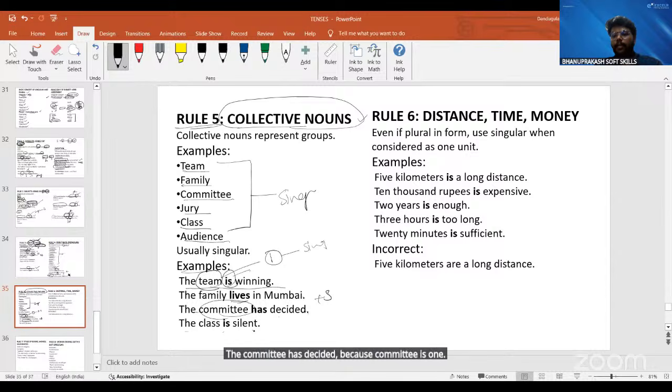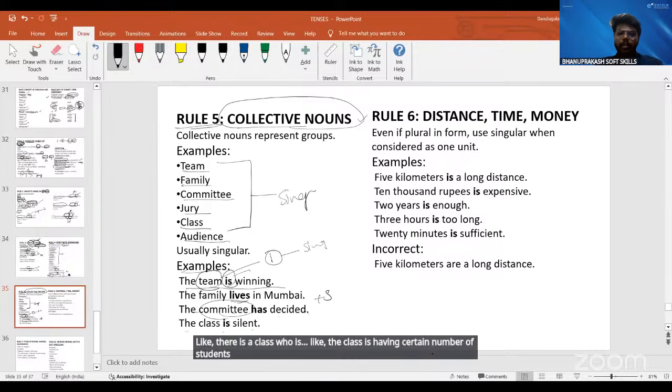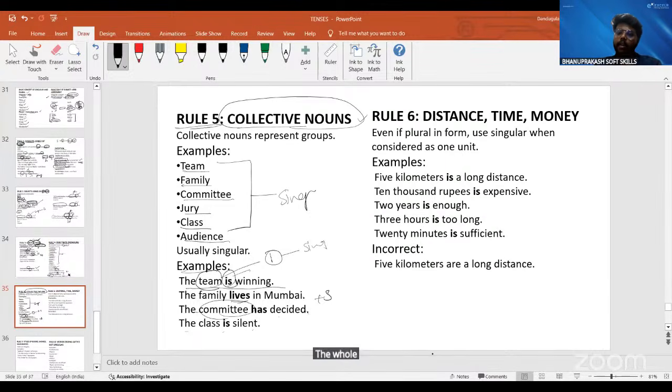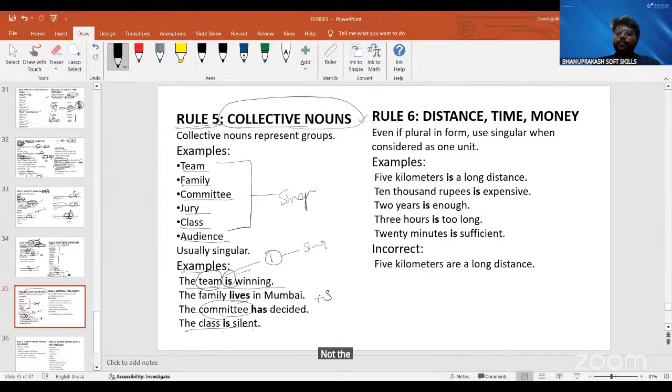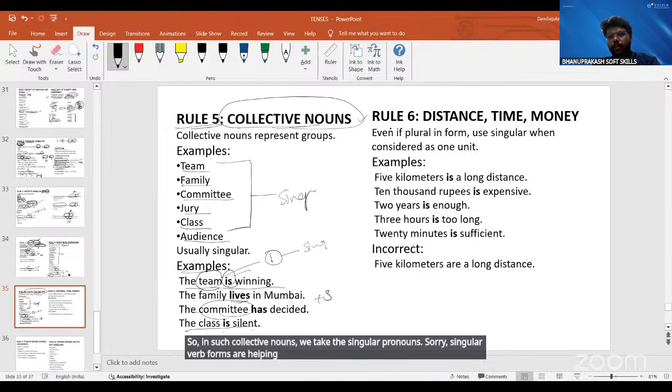The class is silent. There is a class which has a certain number of students, but the whole class is considered one. That's why we have 10th standard, 9th standard. So the class is silent, not the class are silent. So in such collective nouns, we take the singular verb forms or helping verbs.